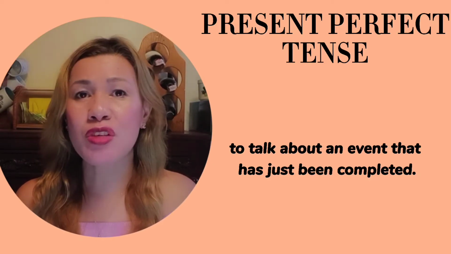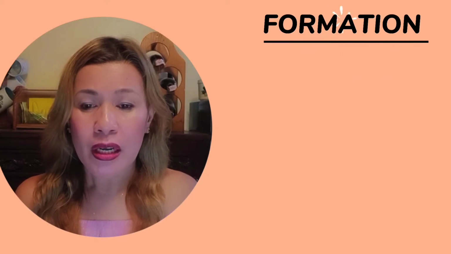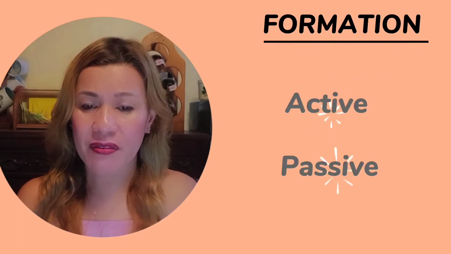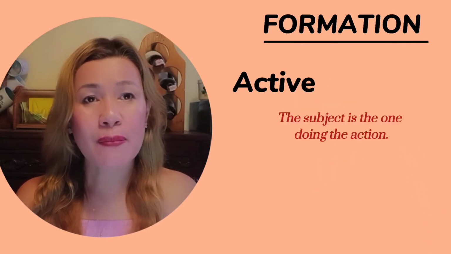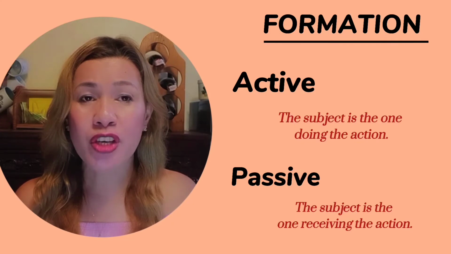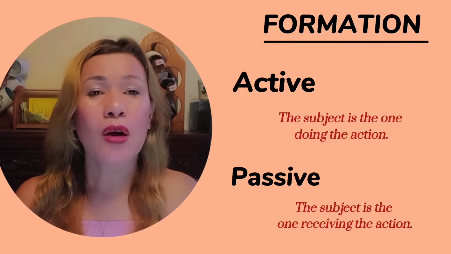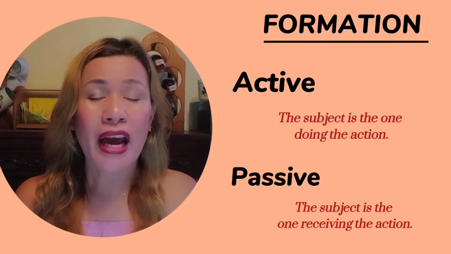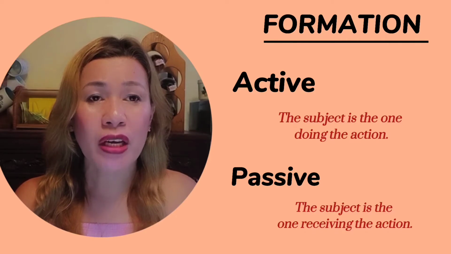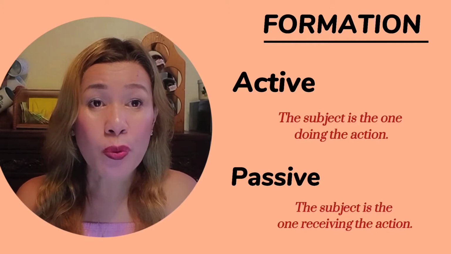So now probably you're interested, how do we form the present perfect tense? So here we go. In terms of formation, let's consider active and passive. As a review, when we say active, that means our subject is the one doing the action. When we say passive, our subject is the one receiving the action. Or in other words, when we have an active voice, our action is done by the subject. When we have a passive voice, our subject is not the one doing the action.